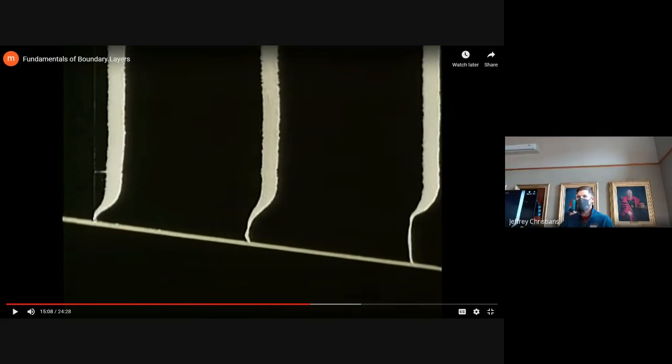So pressure is pushing from the right. Viscosity is trying to drag it the other way. Those two forces are equal to where the fluid comes to a stop. Then pressure wins out, turns it around, and starts pushing it backwards in the other direction.